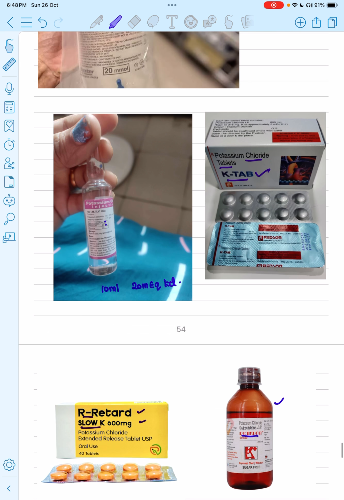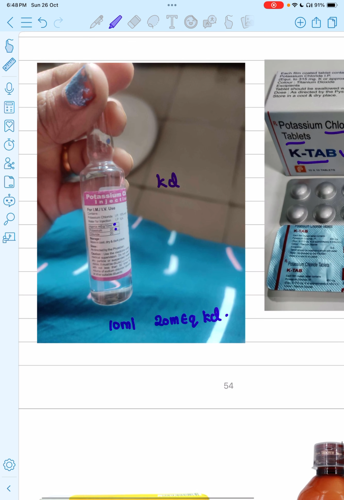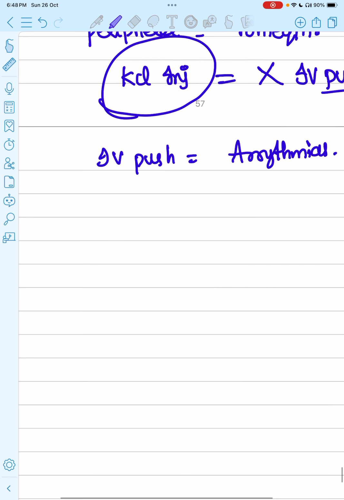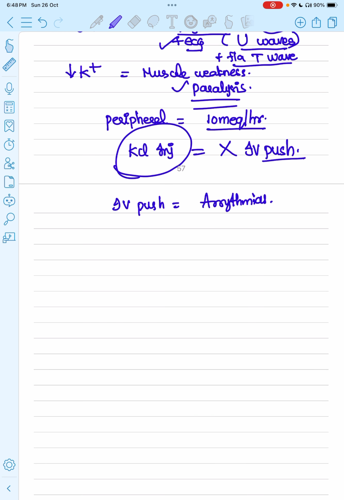Here, if you see, this is 1 ampule of potassium chloride injection. 1 ampule is 10 ml, and in 10 ml, there is 20 milliequivalent of KCl. The maximum you can give via peripheral line is 10 milliequivalent per hour.